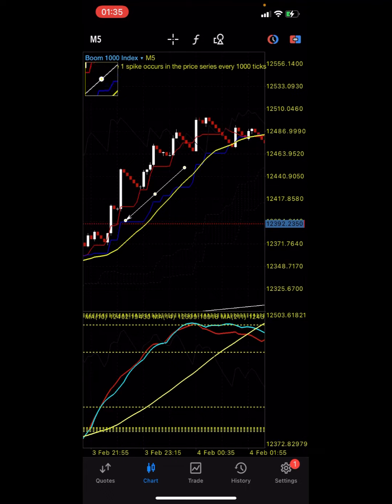When you see these two lines beneath the moving average, even though price is above the moving average, it is not a strong up move. All right, so you want to make sure that only the yellow moving average is beneath the two lines and also price.